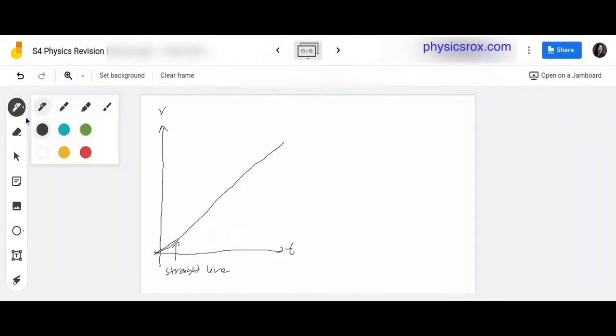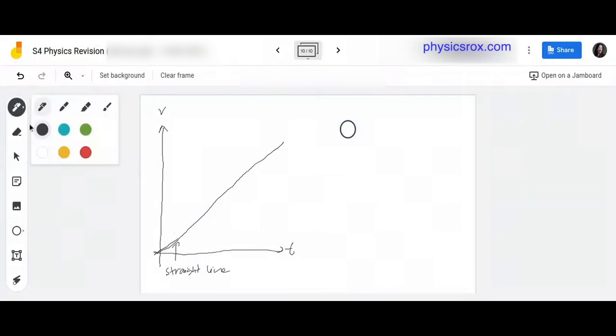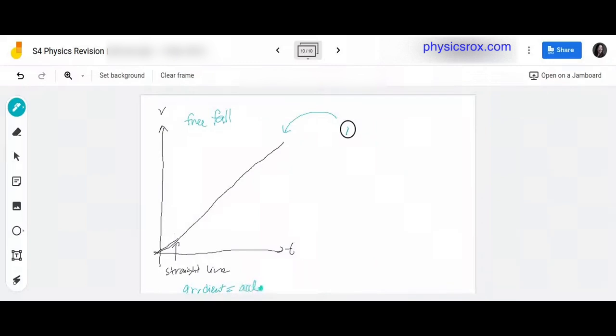The question is, if we change the mass of the object, let's say this is object one, showing free fall. So why is it a straight line? Because remember, we already know that in a velocity-time graph, the gradient is the same as acceleration. So if this is a free fall graph, that means the gradient is the gravitational acceleration.